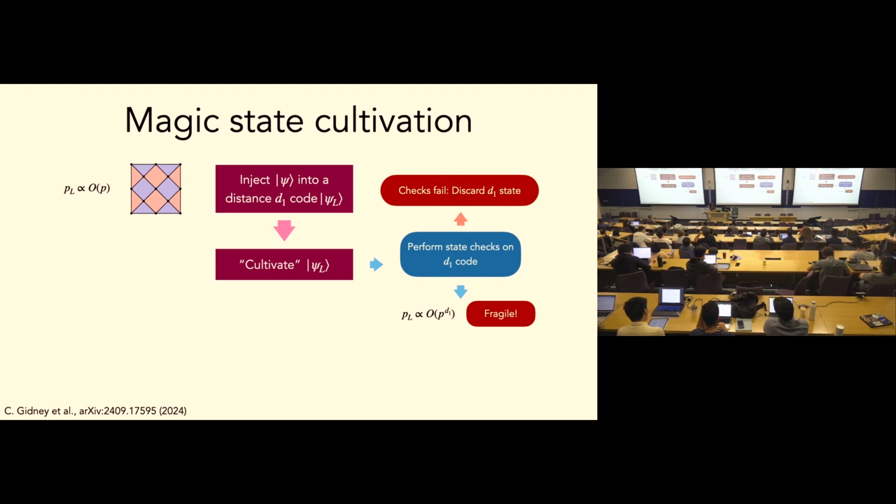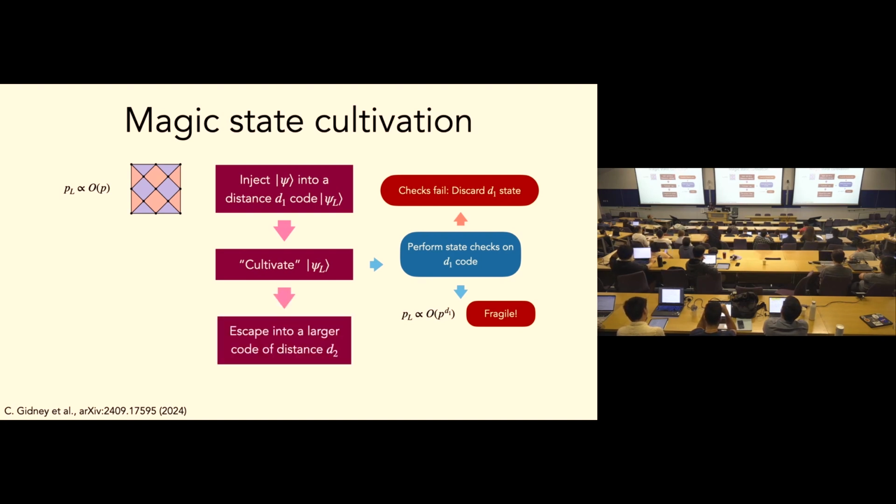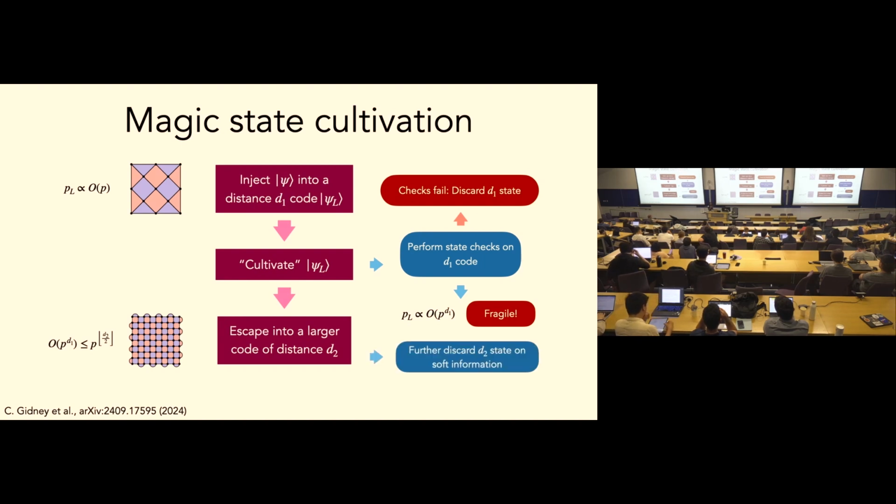And at this point, the need of the hour is to quickly grow into a larger code with distance sufficient to protect this p to the d1 fidelity. And this larger code, we say, has a distance d2, which is at least twice of d1. On this larger code, we can now continue doing error correction. And error correction during decoding gives us soft information. And if this soft information indicates to us that it is likely that a logical error may have occurred on the larger code, we can choose to further discard this larger state and get even lower logical error rates.